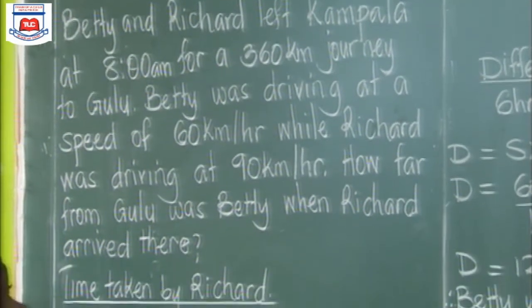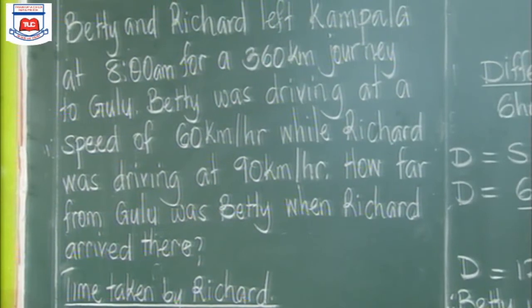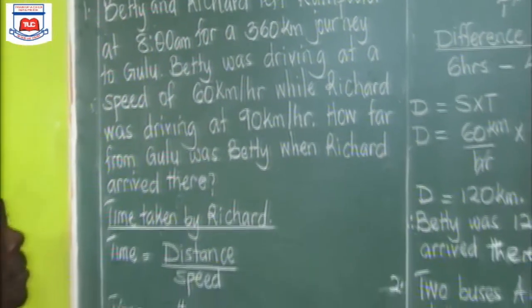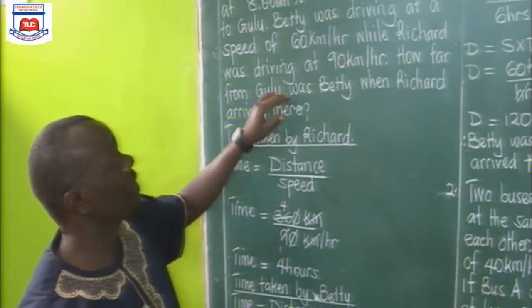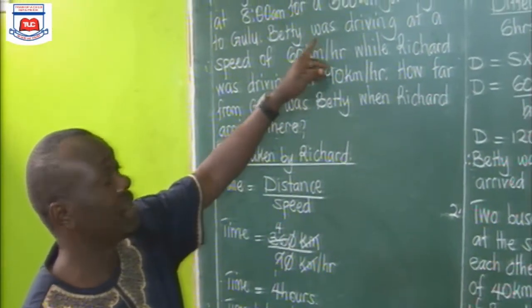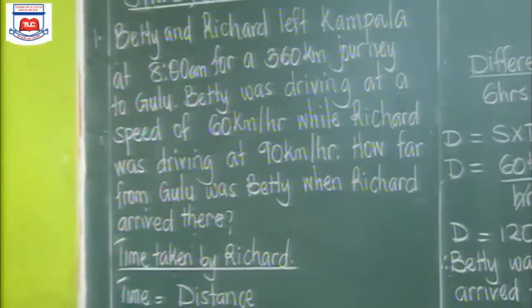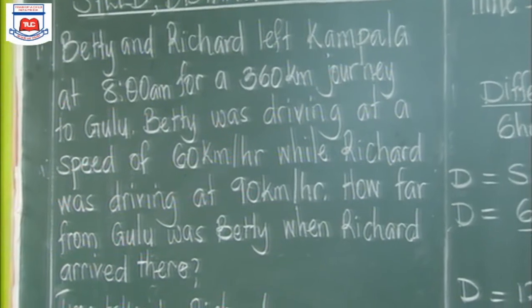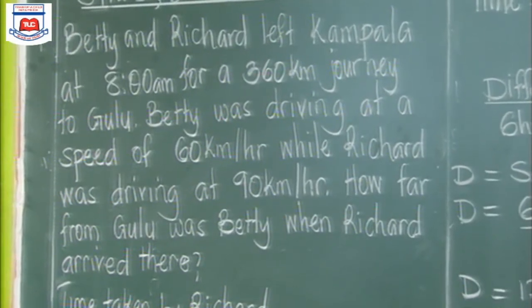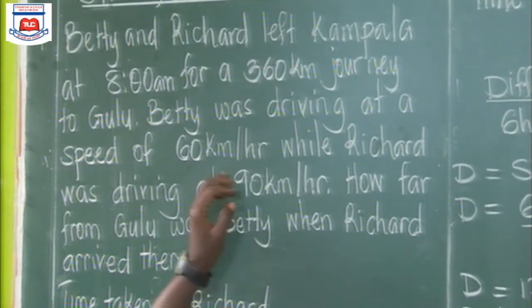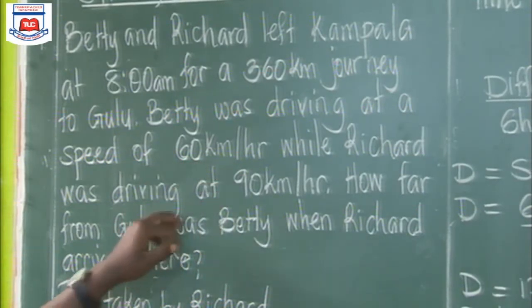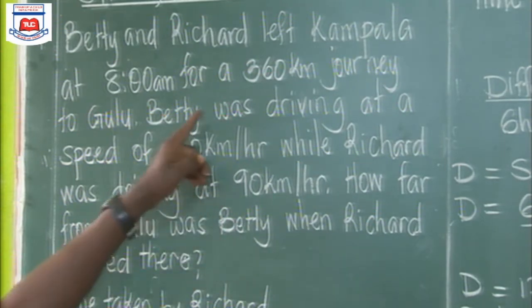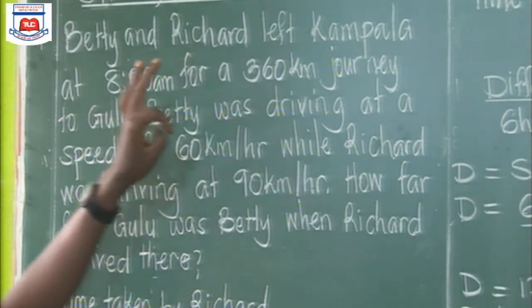It should be noted that when one drives at a higher speed compared to the other, much as they are obliged to complete the same journey, in this regard 360 kilometers, the person driving at a higher speed reaches earlier. So, the higher the speed, the less time taken. And the lower the speed, the more time taken to do the same journey. In this case, the same journey of 360 kilometers.